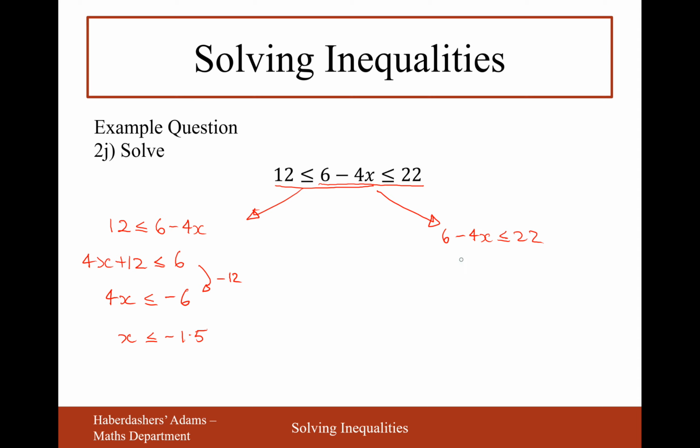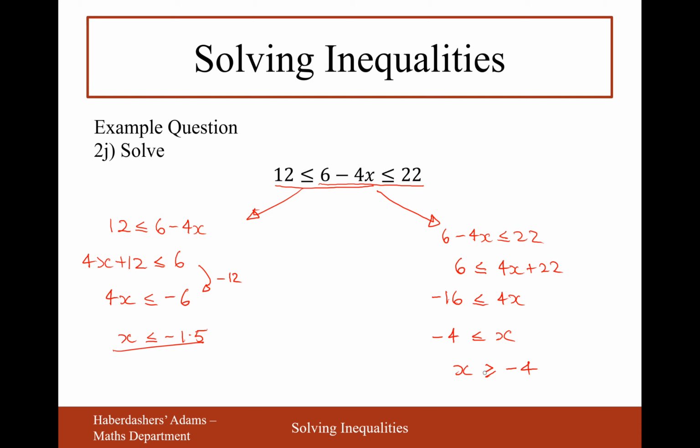Let's now rearrange this side as well. So it's going to be 6 is less than or equal to 4x plus 22. Take away 22 from both sides and you'll get minus 16 is less than or equal to 4x. Divide by 4. Now you're allowed to divide 16 by 4 because the 4 is the number you're dividing by. So you are allowed to divide by 4 here, and it's minus 4 is less than or equal to x. So if we swap it round, it's x is greater than or equal to minus 4.